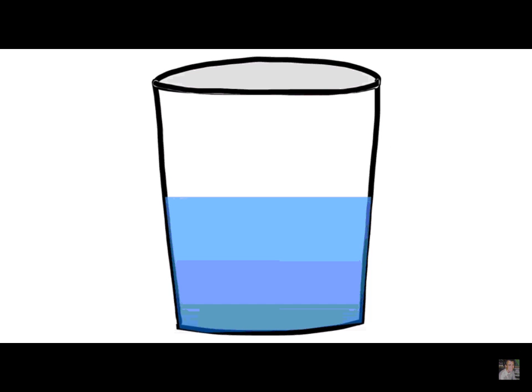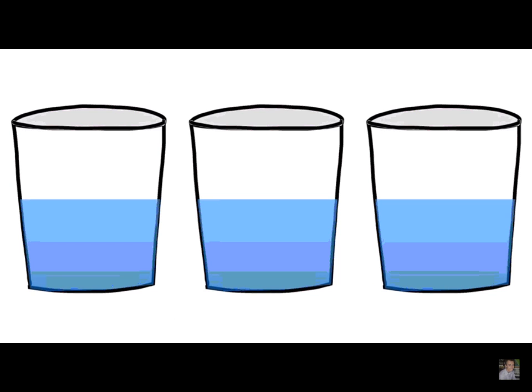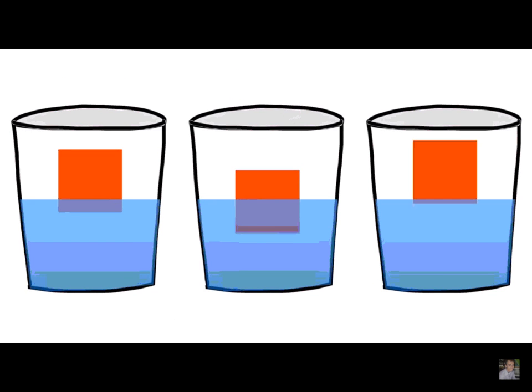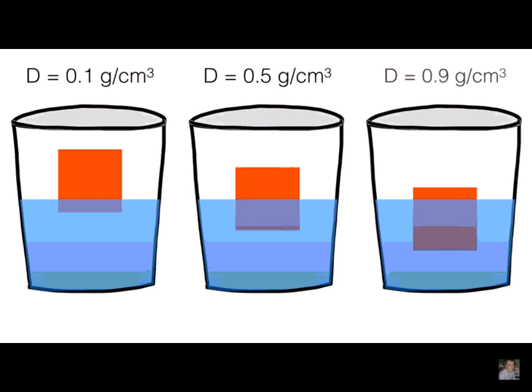The density of liquid water is 1. Objects with a density of less than 1 will float, and objects with a density greater than 1 will sink. Take a look at these three objects. All of them float, so their densities are less than 1.